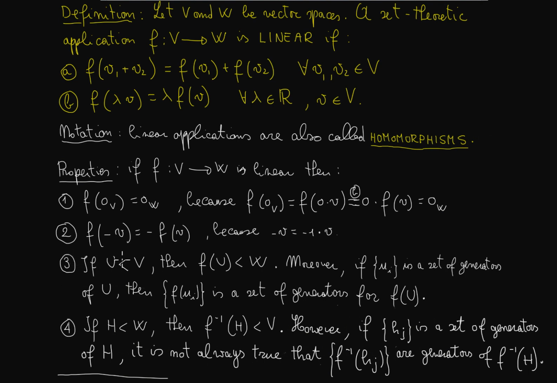Property 3 states that homomorphisms send subvector spaces to subvector spaces. If U is a subvector space of V, then its image in W is going to be a subvector space of W. Moreover, if we fix a set of generators of U, namely u_i, then their images form a set of generators for the image of U through f.